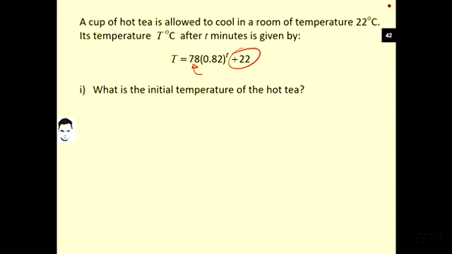This question has a plus 22. I can't just ignore it. And the initial temperature of the hot tea is just when t equals 0. So sure, 78 is the initial value of this thing, but if you've got a plus 22 in the end, it's part of the formula. I've got to add 22 to it. Literally, the t equals 0 just tells me 0.82 to the 0, and 0.82 to the 0 is just 1. Anything to the 0 is 1. So my answer is 78 plus 22.